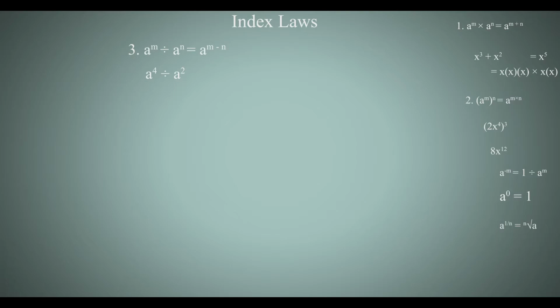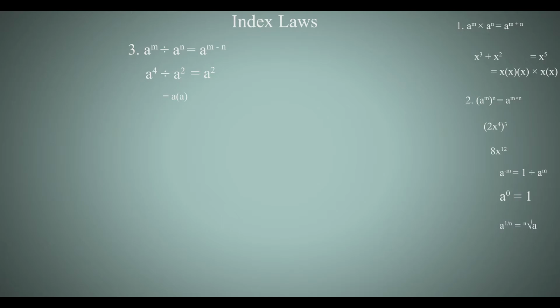Now, what we can do is write this in expanded form. So you can write it as a times a times a times a over a times a. Now, when we cancel the a's out, all we're left with is a times a, which is a to the power of 2. And from here, we can notice the shortcut, which is basically subtracting the indices. So in this case, 4 minus 2 is equal to 2. So the answer to a to the power of 4 divided by a to the power of 2 will be a to the power of 2.